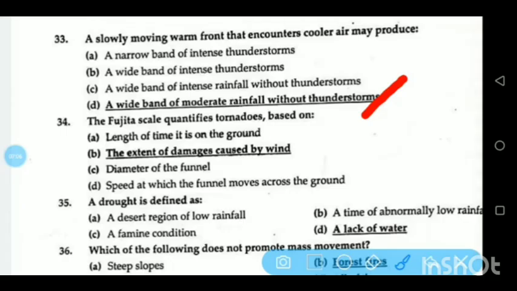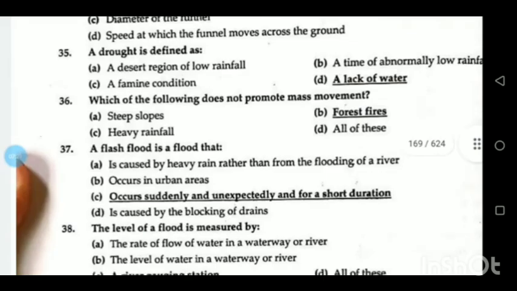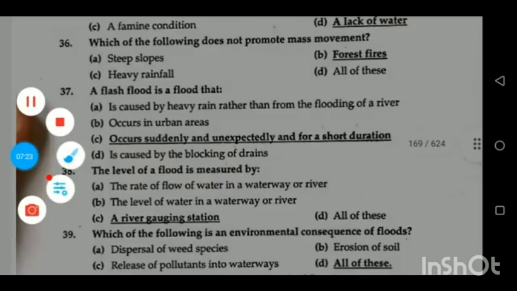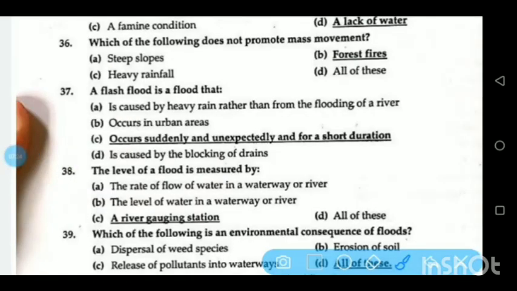The Fujita scale quantifies tornadoes based on the extent of damage caused by winds. A drought is defined as a lack of water. Which of the following does not promote mass movement? Forest fires. A flash flood is a flood that occurs suddenly and unexpectedly and for a short duration.